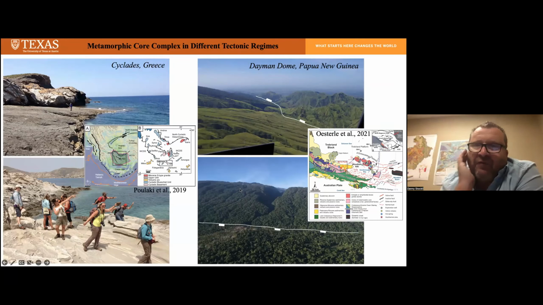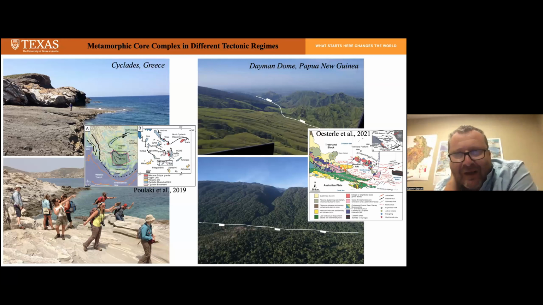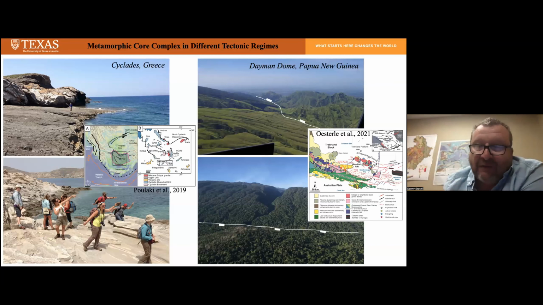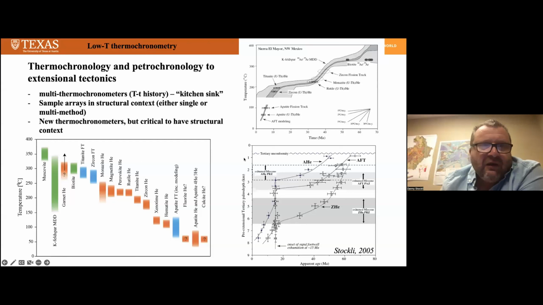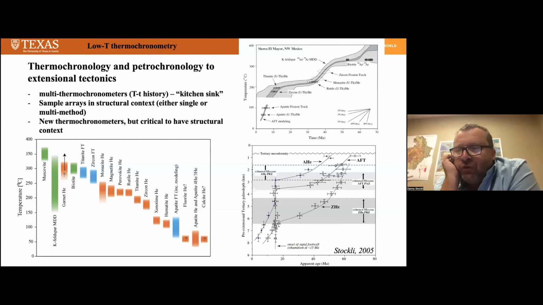And then on the right-hand side here, somewhere where I was doing work a few years ago now, is Dayman Dome in Papua New Guinea, which is a classic example, or one of the examples, of an active metamorphic core complex. Beautiful place, but really hard to sample. It's in the jungle. You basically have a basaltic footwall in this case, which doesn't lend itself very nicely to thermochronology necessarily either.